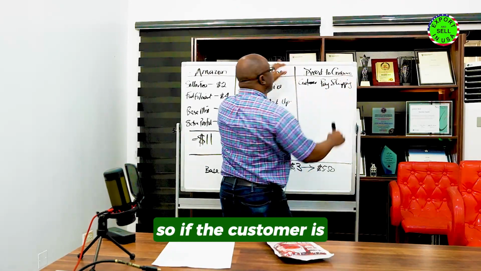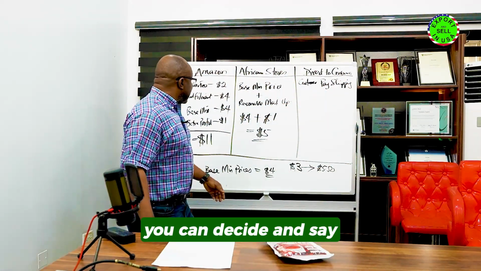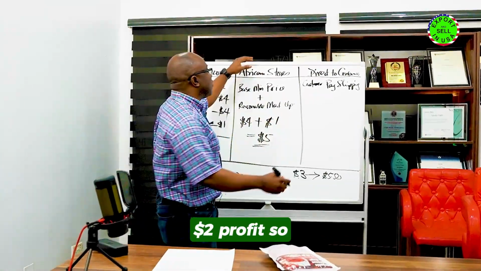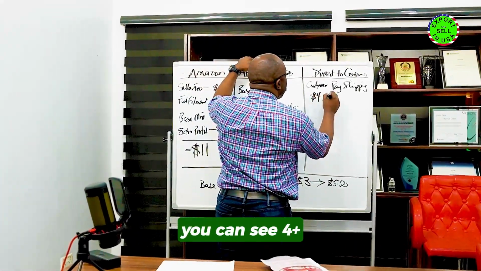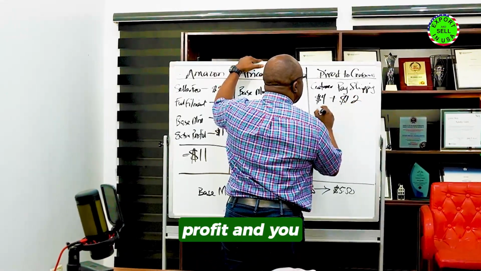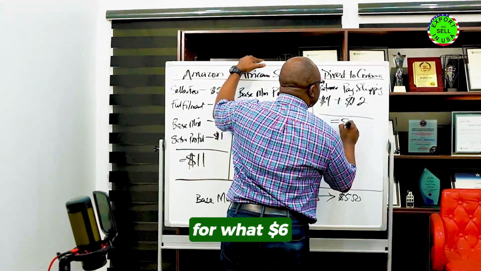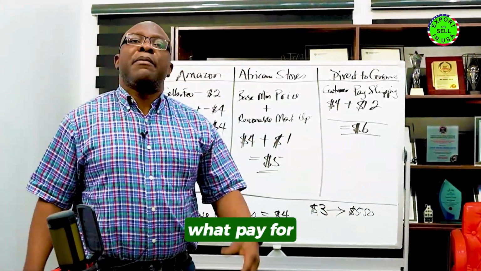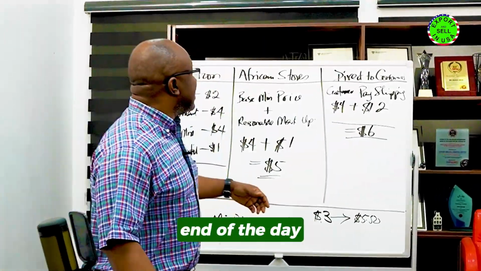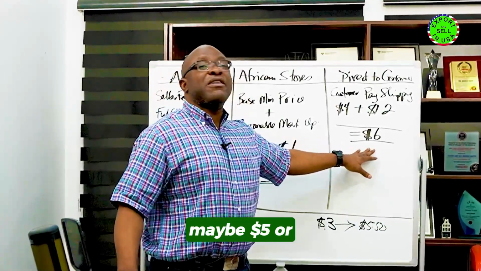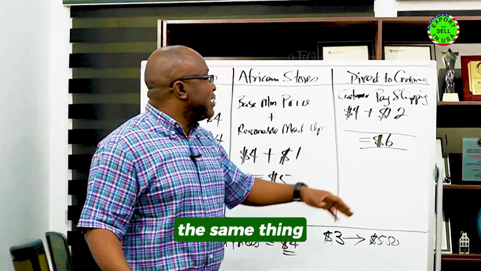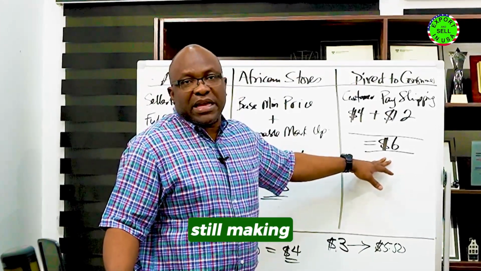So if the customer is going to pay for the shipping, you can decide and say, you know what, let me sell it for my base minimum, make $2 profit. So you can say 4 plus the $2 profit, and you decide to sell it to them for what? $6. Why? Because the customer is going to pay for the shipping cost. So at the end of the day, the customer may end up paying maybe $5 or $6 to ship it. If they are paying you the same thing, then you're still making your profit.